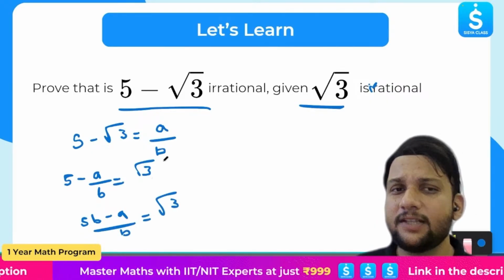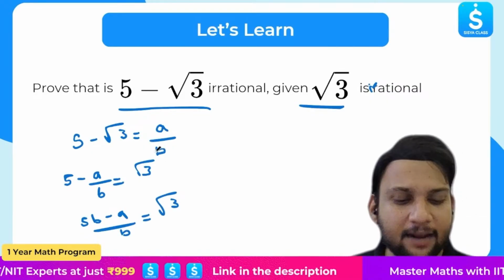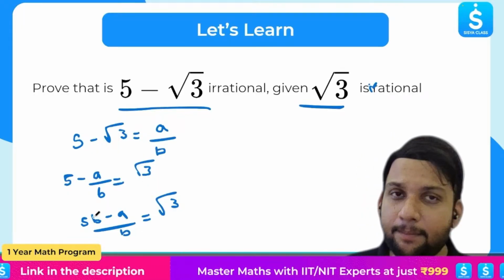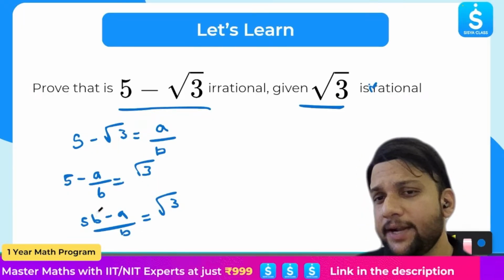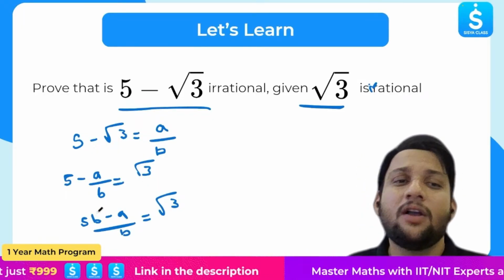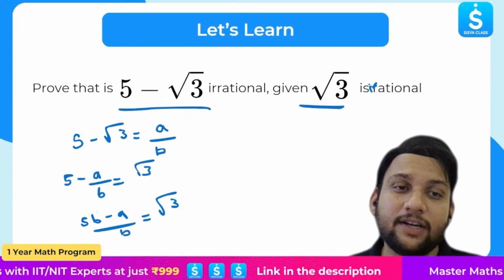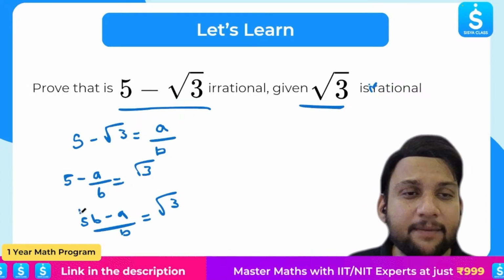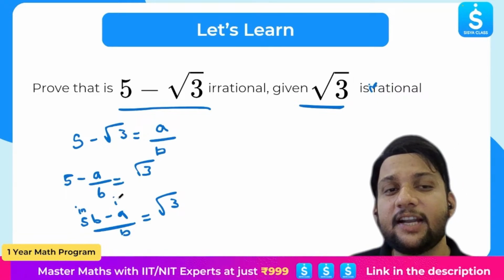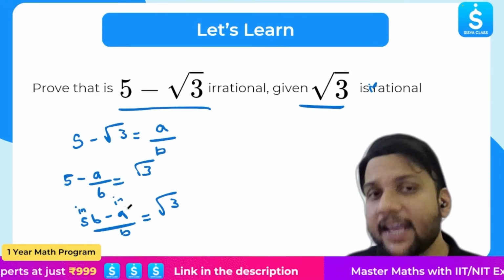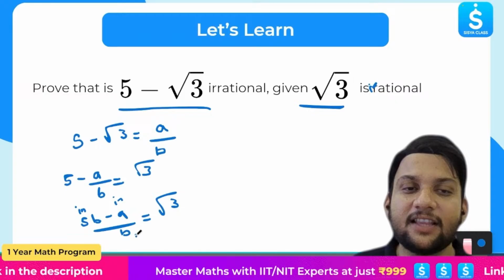Now tell me, dear students, first of all, a and b are integers. If b is an integer, 5b will also be an integer. Take any example, take minus 2. Minus 2 is an integer, and 5 multiplied by minus 2 is minus 10, also an integer. And a is also an integer, so integer minus integer is in every case an integer, and b is nothing but an integer.